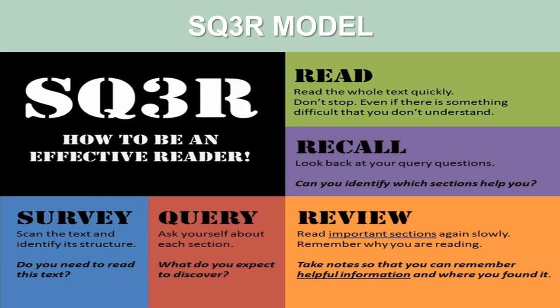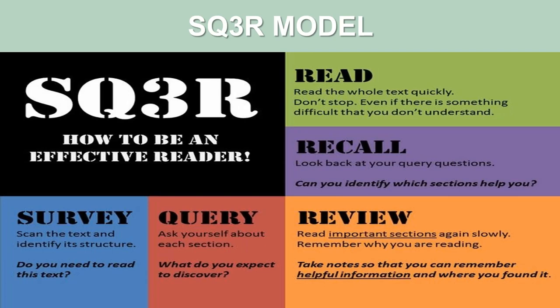For SQ3R model, we have survey, query, read, recall, and review. So for survey, you will scan the text and identify its structure. You will ask yourself, do you need to read this text? Next, for query, you have to ask yourself about each question. So you will ask yourself, what do you expect to discover? And for reading, you have to read the whole text quickly. Do not stop even if there is something difficult that you don't understand.